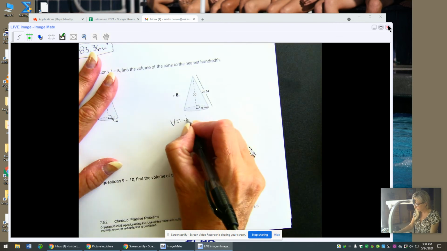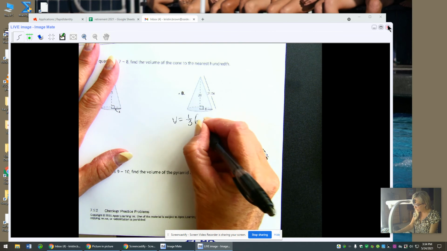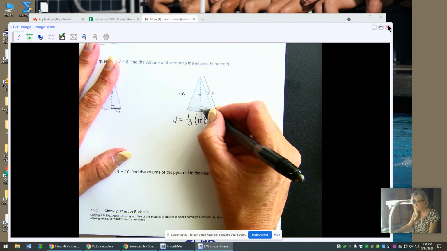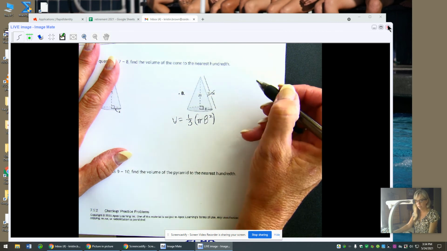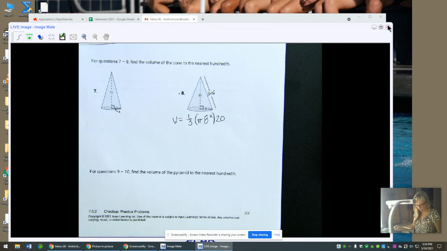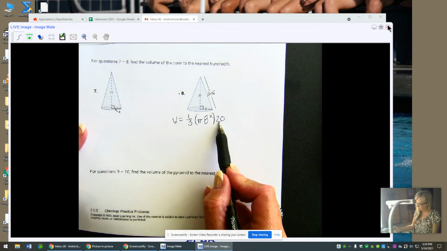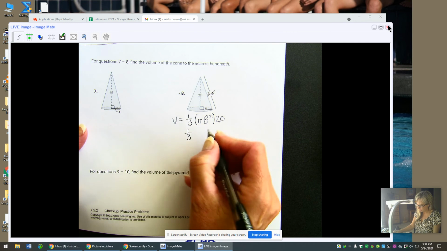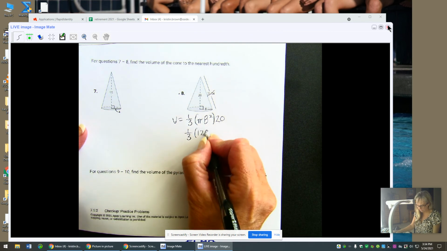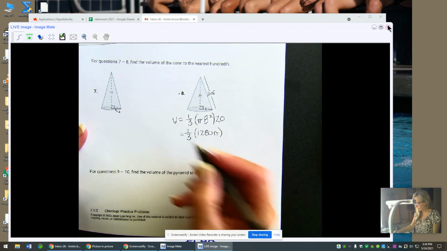Volume is 1/3. The base is a circle. So that's again pi r squared times the height. The height must be perpendicular to the base, so that's not the height. 20 is the height. And again, it just becomes all calculator work. If I multiply 64 times 20, I'll bring the 1/3 down. I get 64 times 20 is 1280. And then don't forget the pi. That's pretty good for exact.